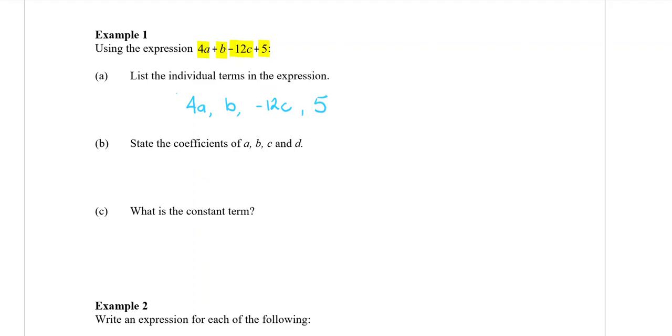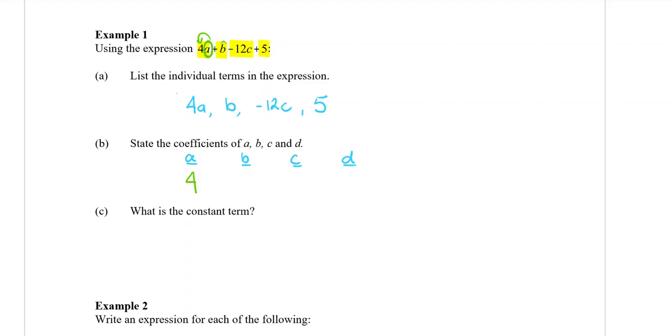Part B, state the coefficients of A, B, C, and D. So we want to find the coefficient of A, the coefficient of B, C, and D. There's 4 things there we're going to find. Coefficient means the number in front of that letter. So the coefficient of A, the number in front of it is the 4. So the coefficient is 4.